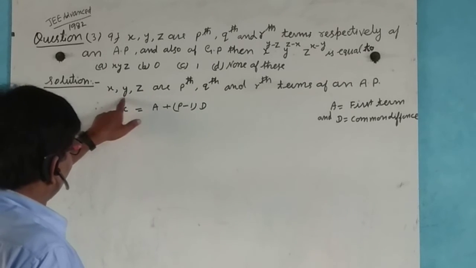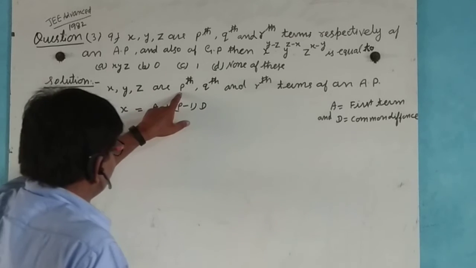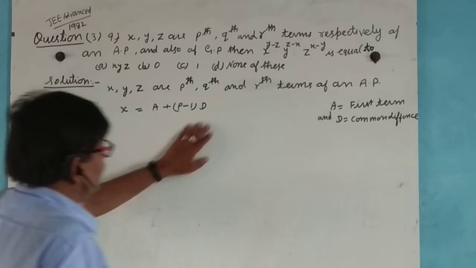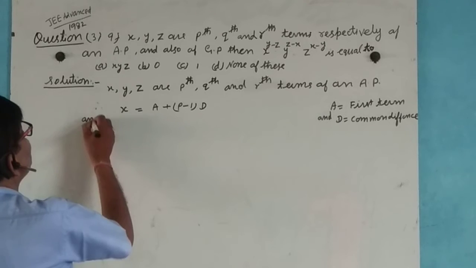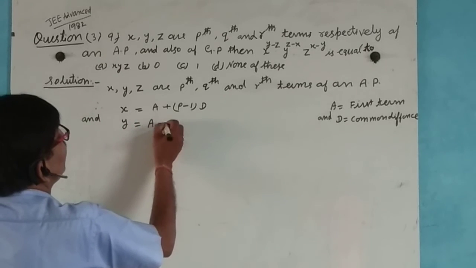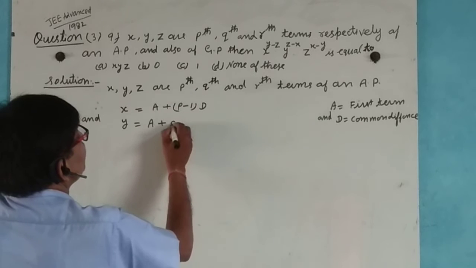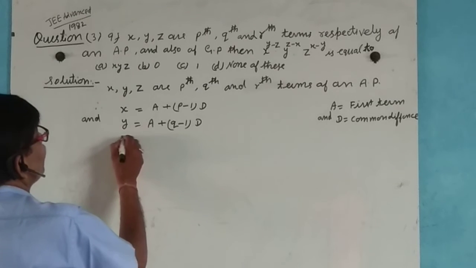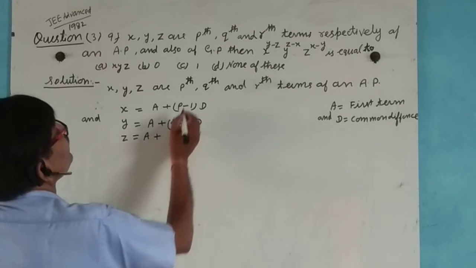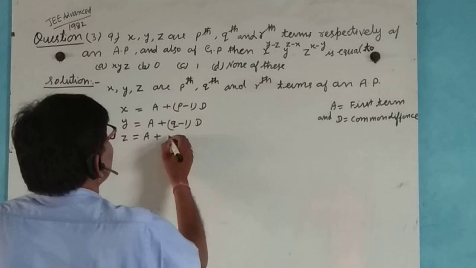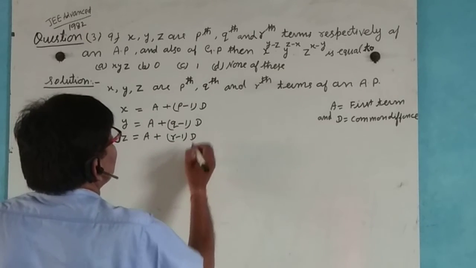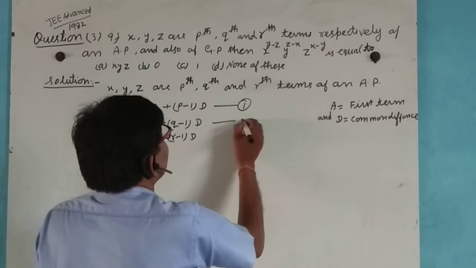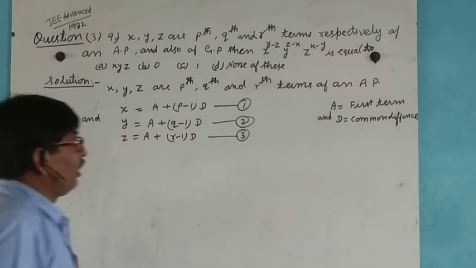x, y, z are the pth, qth, rth terms, so that x is equal to A plus (P minus 1) into D, and y equal to A plus (Q minus 1) into D, z equal to A plus (R minus 1) into D. Here this is relation first, this is relation second, this is relation third.